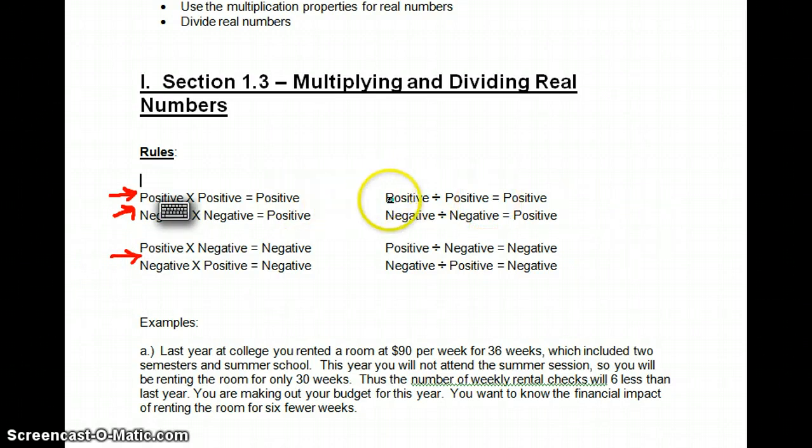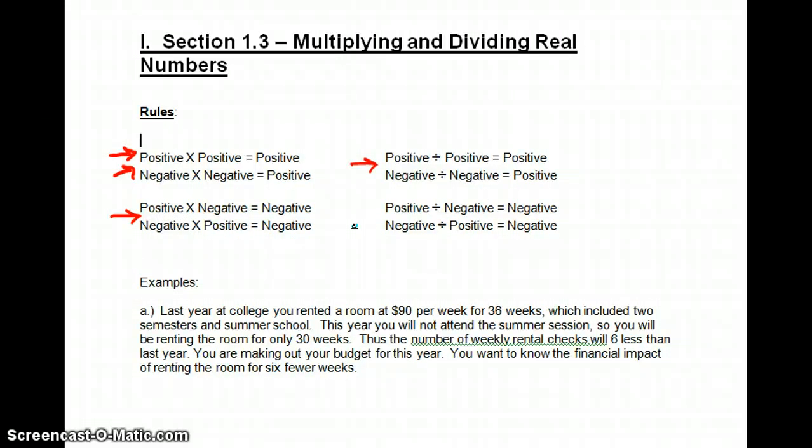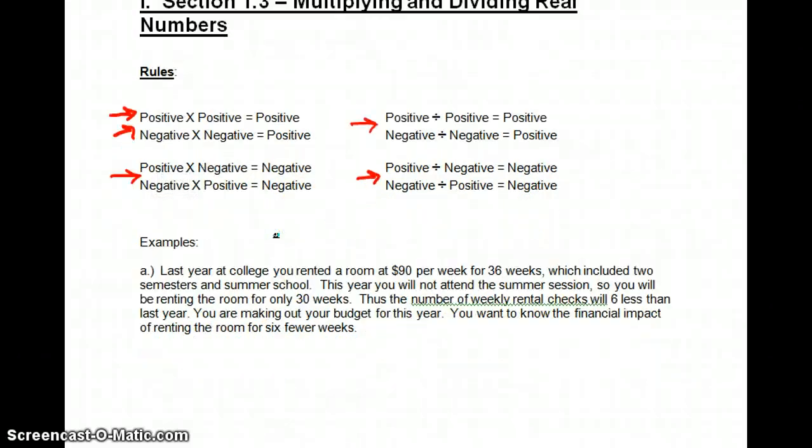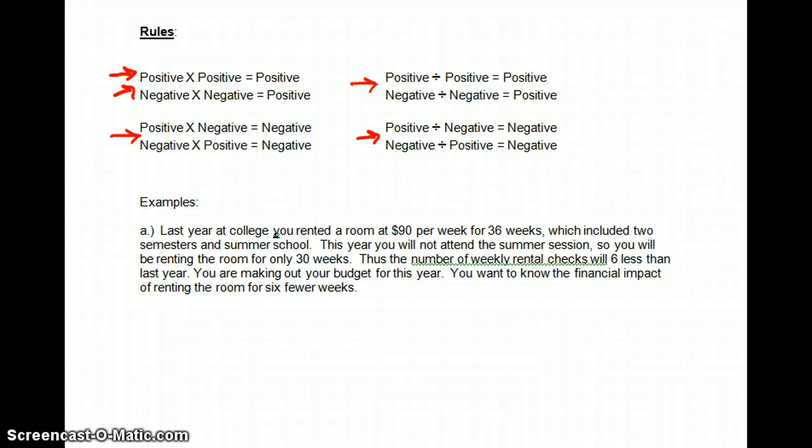The rules for division are exactly the same. A positive divided by a positive or a negative divided by a negative will always yield a positive quotient. If you are dividing any combination of a positive divided by a negative or a negative divided by a positive, your answer is always going to be negative. So those are the rules that we have to follow. So now we just have to practice.